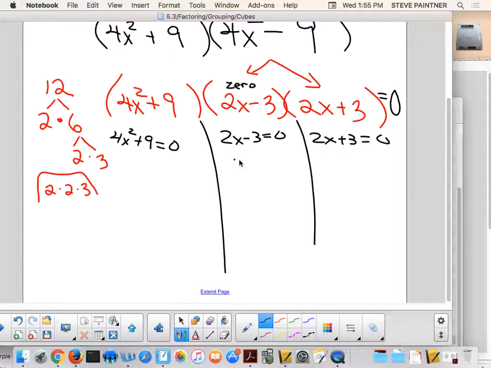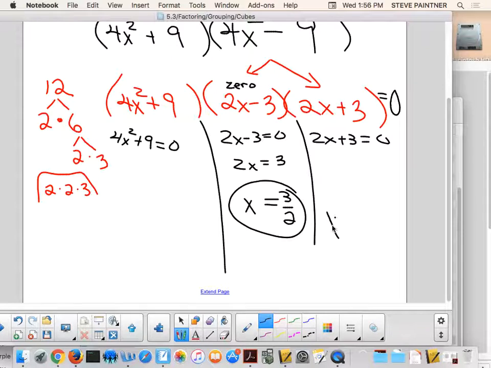This one will be what? 3 over 2, which by the way is 1.5, right? This one will be negative 3 over 2, negative 1.5, without showing my work.